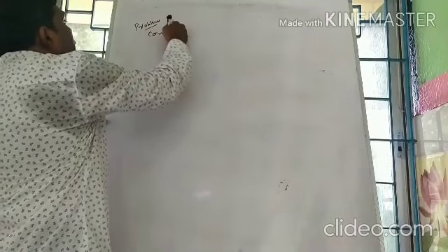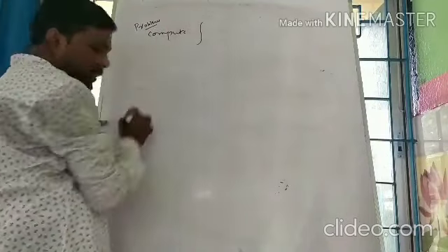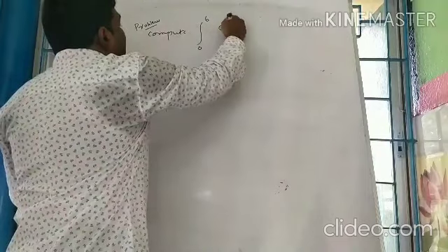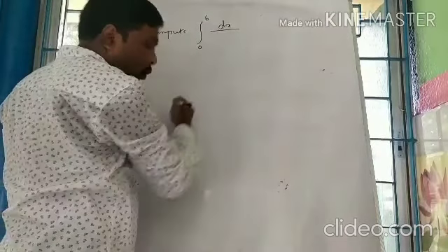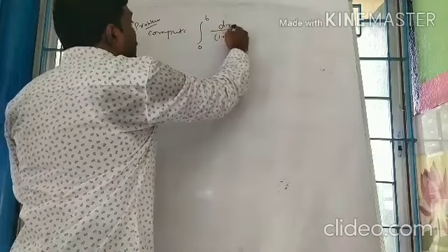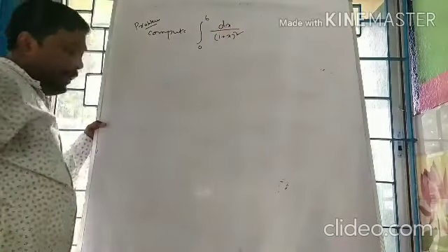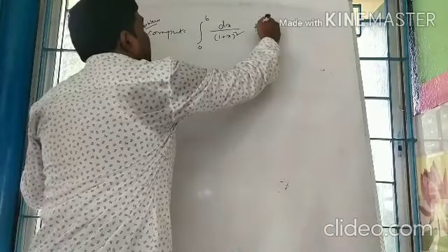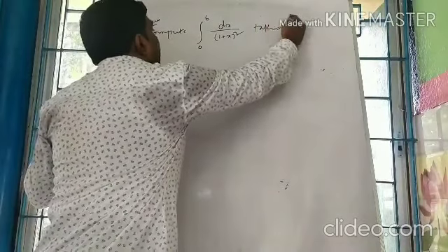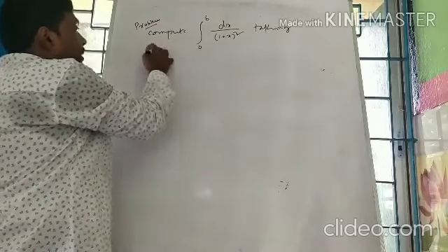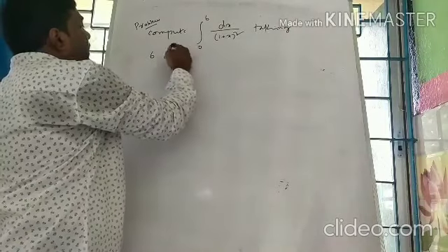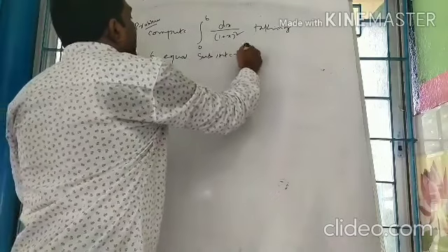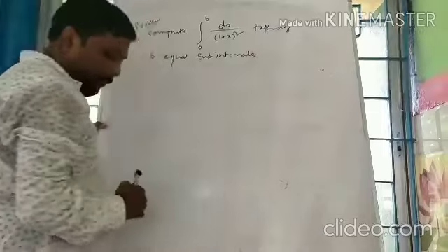Compute the integration from 0 to 6 of dx by 1 plus x whole square, taking 6 equal subintervals.